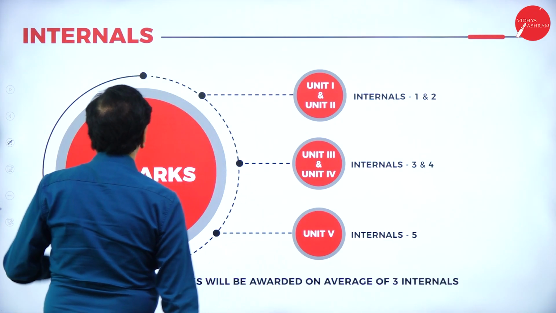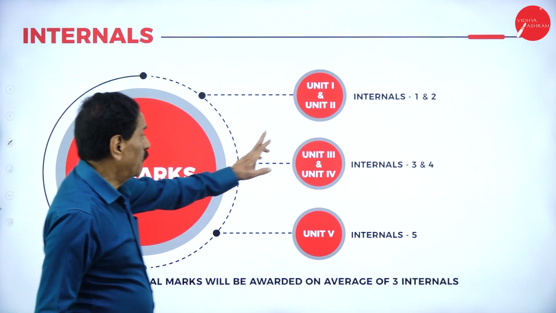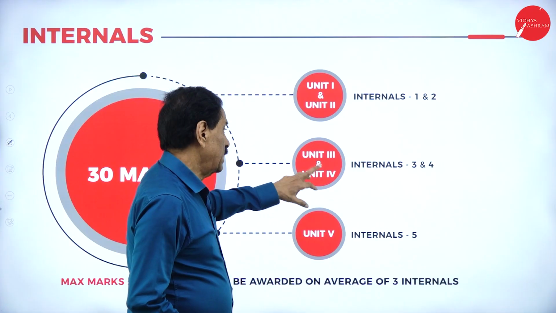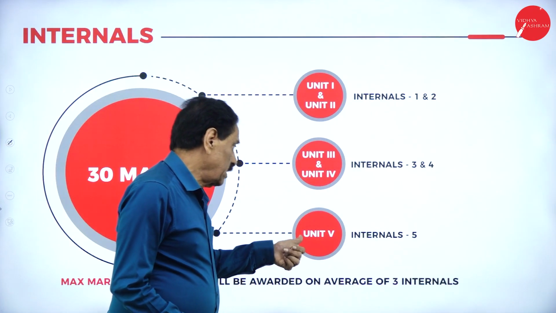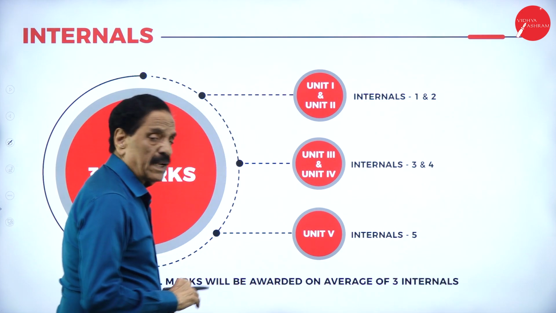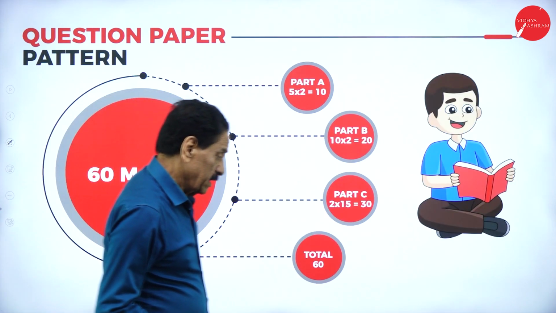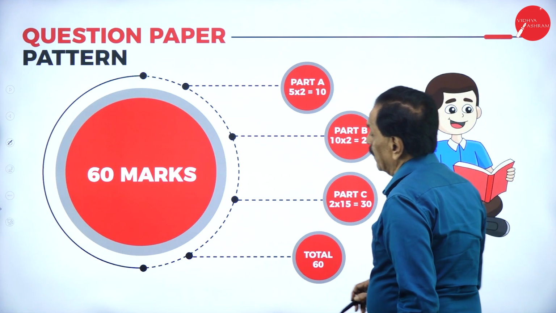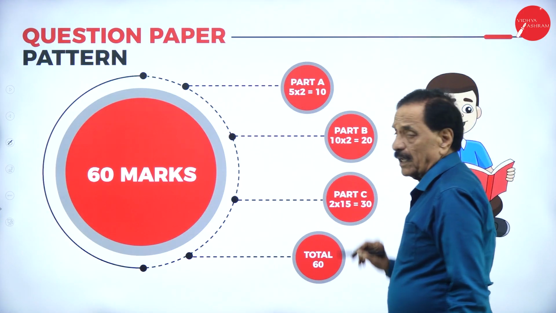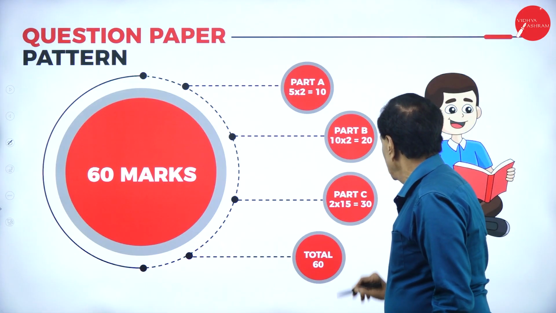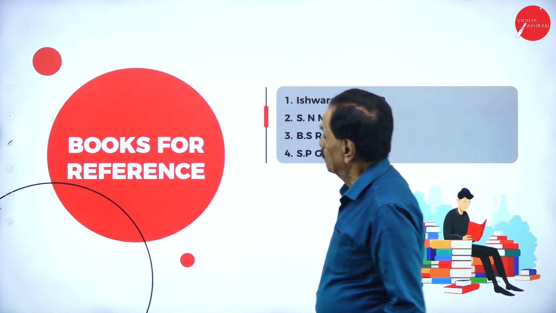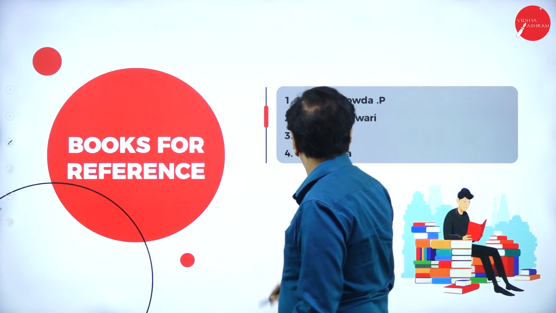So internals are 30 marks: first internal covers units 1 and 2, second internal units 3 and 4, third internal unit 5. We'll take the average of the 3 internals, with a theoretical part and a problem part. In the exam, 2 marks questions, they have to answer 5. 10 marks, they have to answer 2. 15 marks, they have to answer 2. Totally 60 marks coverage.